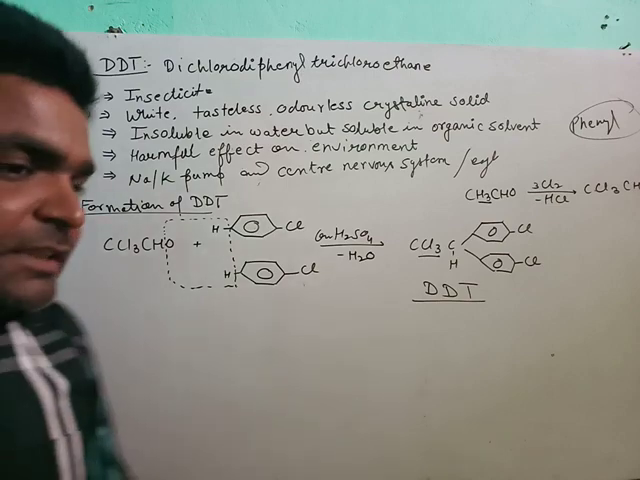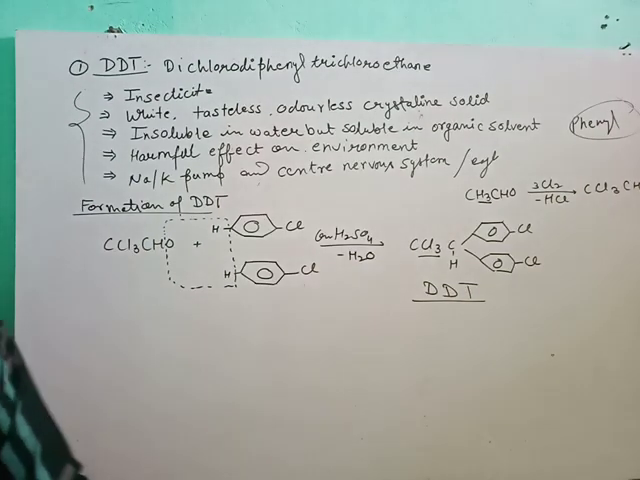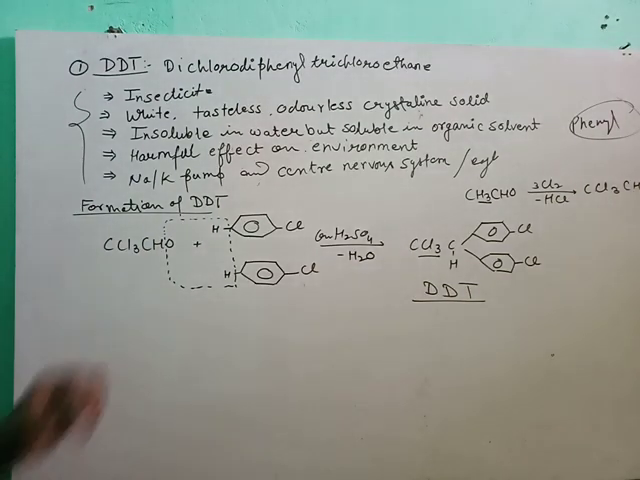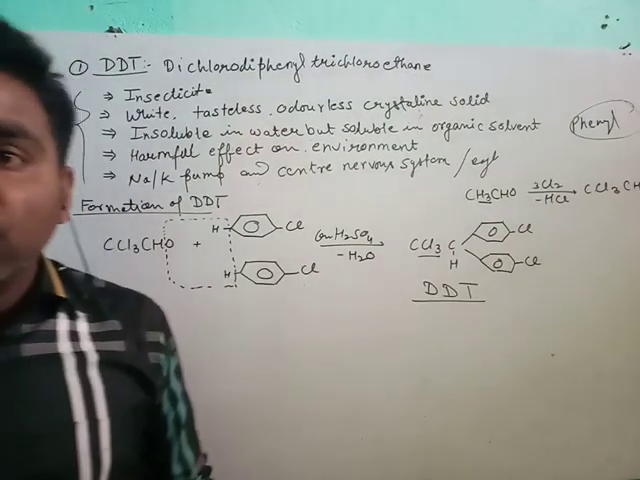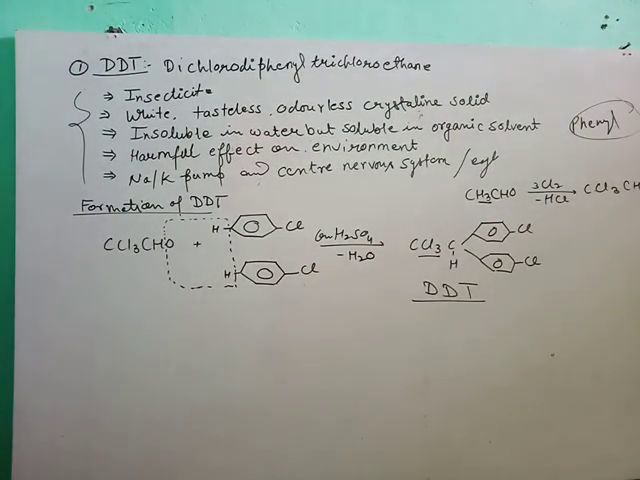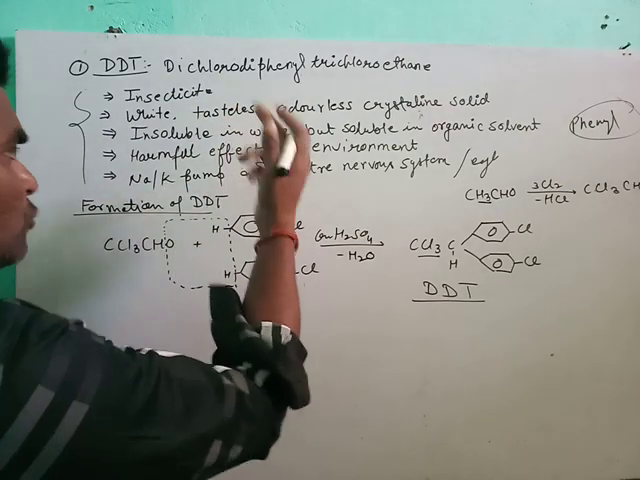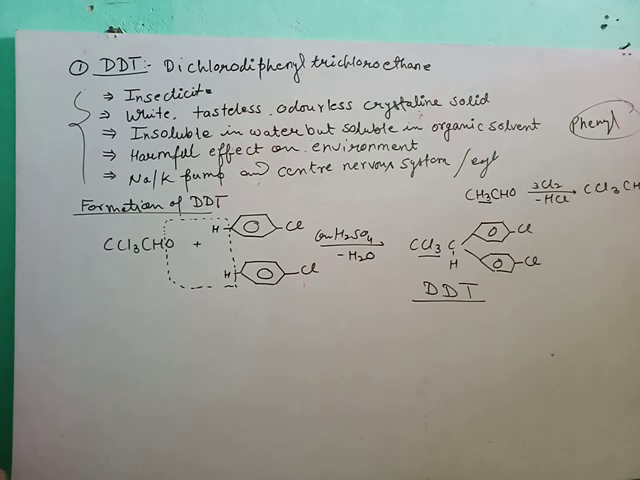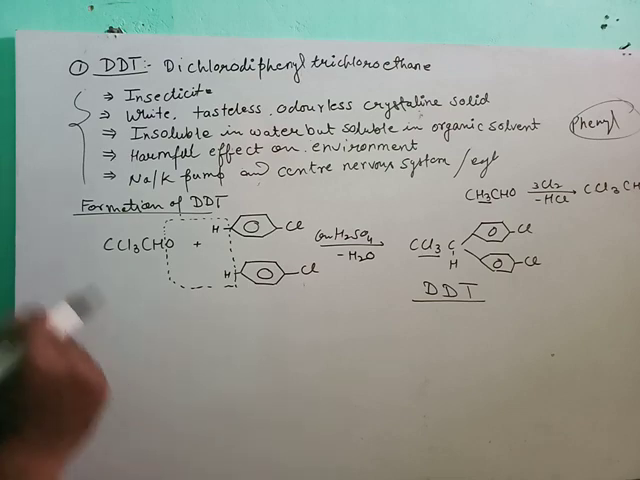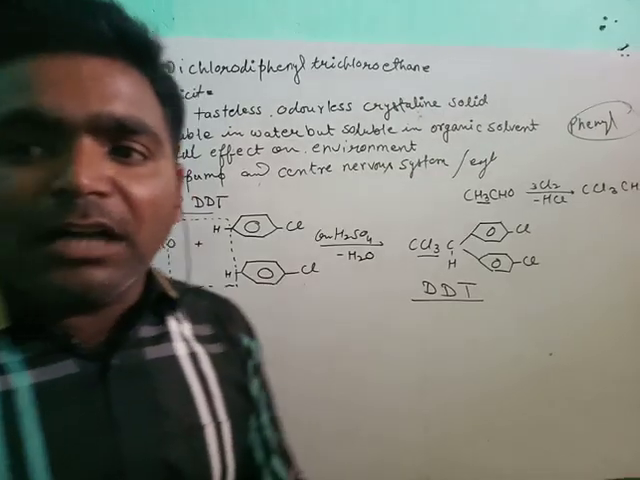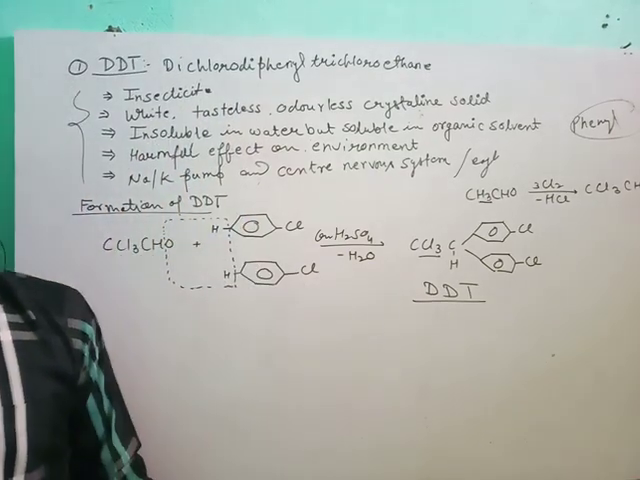Because DDT is an organic compound, it is insoluble in water, but soluble in organic solvents like benzene, ether, kerosene, etc. DDT is used as an insecticide, but it causes harmful effects on the environment.